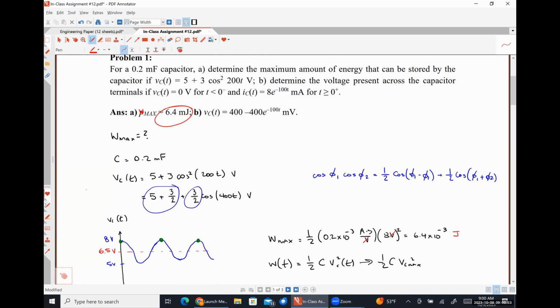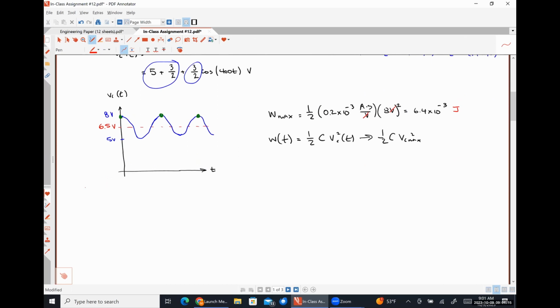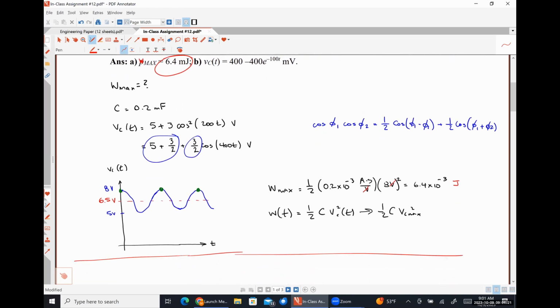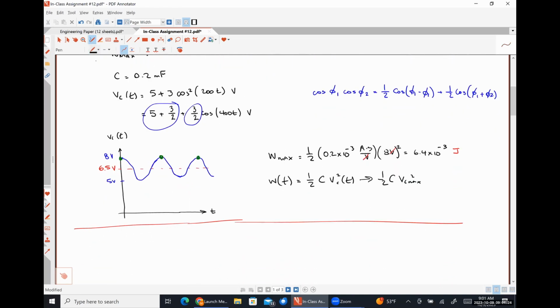For part B, we need to determine the voltage present across the capacitor terminals if VC is 0 for t less than 0 minus, and IC is 8e to the negative 100 t milliamps for t greater than or equal to 0 plus. So let's write some stuff down here. We're trying to find VC of t.